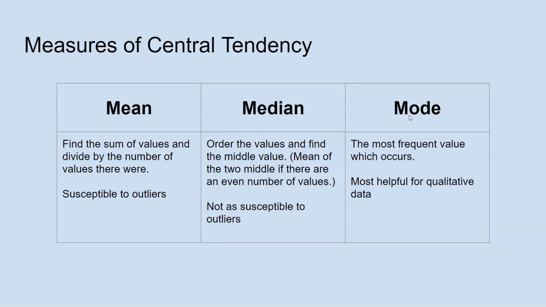Mode, the 3rd one that I haven't discussed yet. Mode is often a useful way to describe data as well. It's more beneficial when we have qualitative data, though. So mean and median are used most of the time when you have quantitative data. But mode, if you had options on a survey, like yes, no, or uncertain, mode would be a more helpful measure of central tendency because you're using those categories. The mode is simply the most frequent value which occurs.